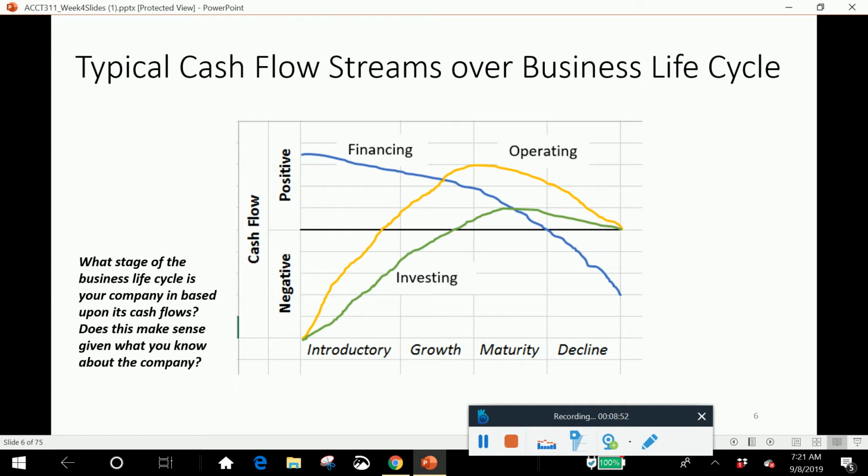Now, when it comes to investing, a lot of times when a company first starts, they need to spend a lot of money investing in buildings, plant, property, and equipment, and therefore they are spending a lot of money on investing activities. Therefore, they have significant cash outflows. That tends to level off through the maturity stage, and now it's possible then with the decline that they actually would maybe start selling some of their assets, and therefore that would actually generate some positive cash flows.